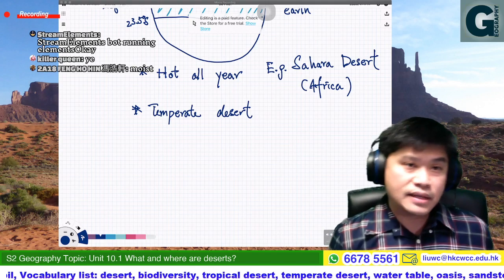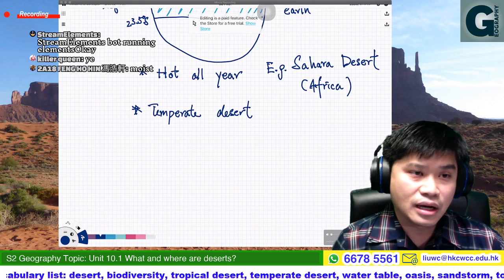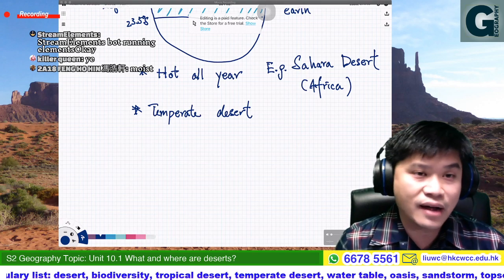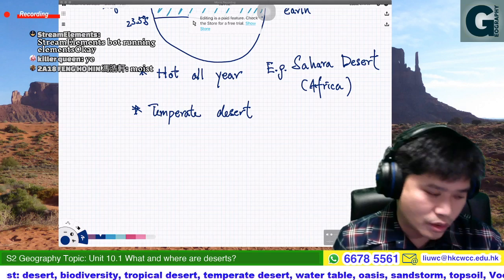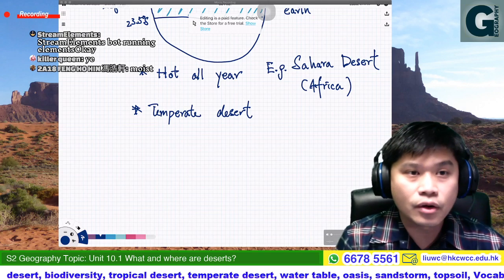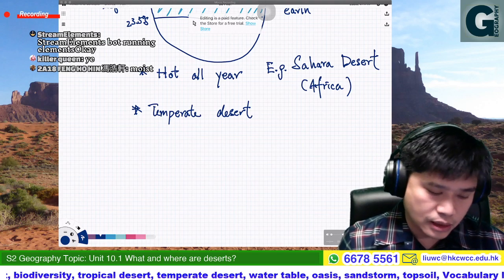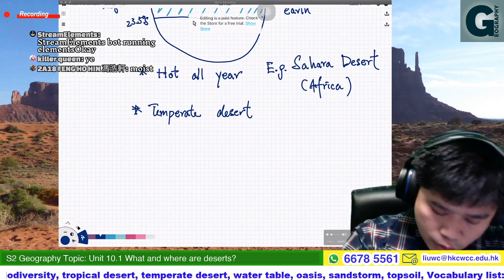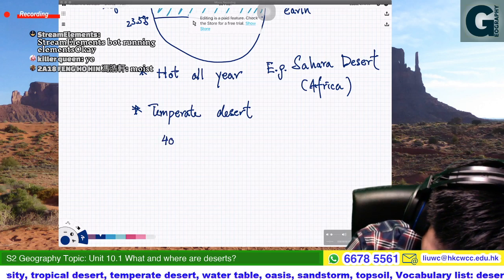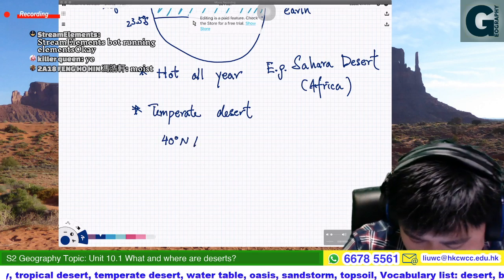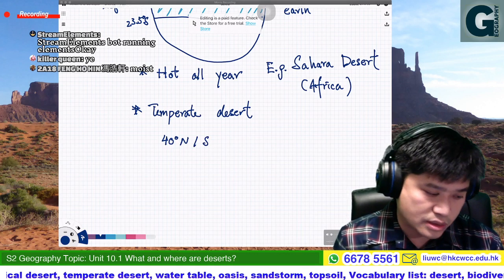Temperate desert. Just like from the name of it, temperate desert will be found in the temperate area. Temperate desert or temperate area, we call it 溫帶啦，溫帶荒漠，溫帶地區. And most temperate desert would be located at around 40 degrees north or 40 degrees south.